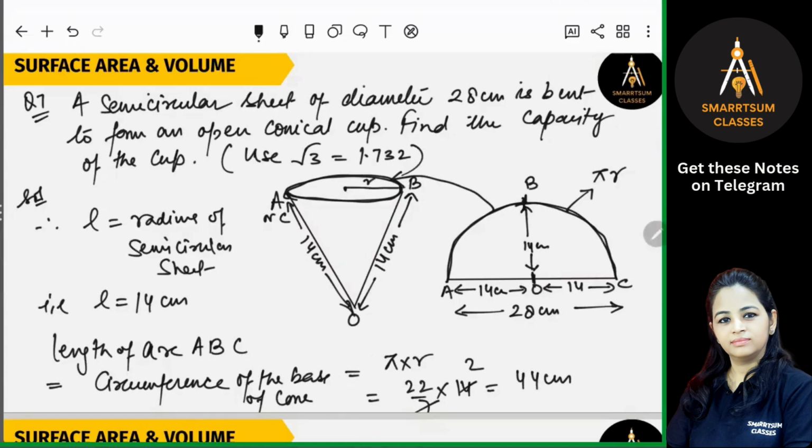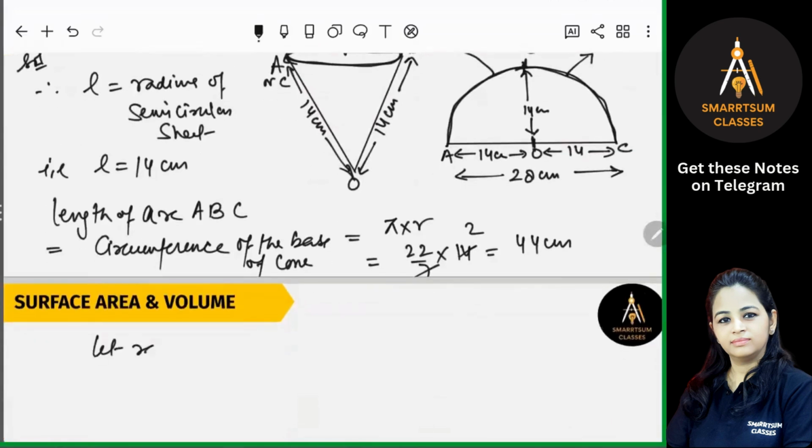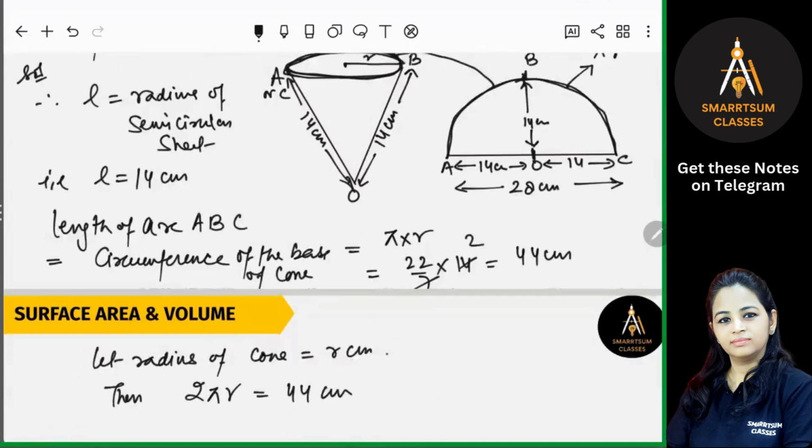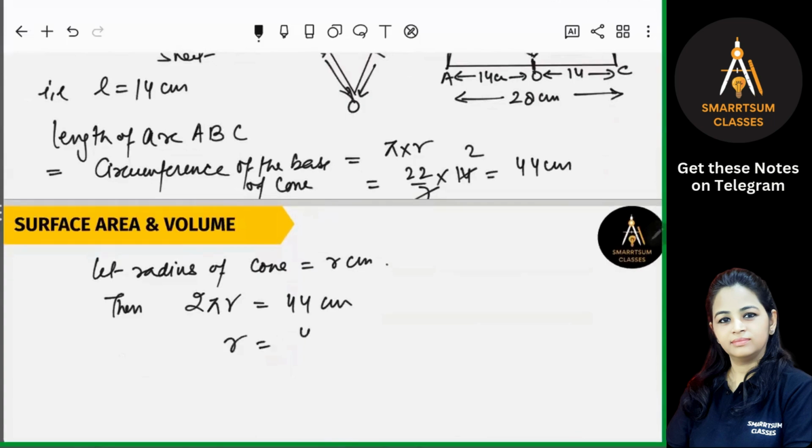This is r, right? So let the radius of the cone be r centimeter. Then the circumference of the base of the cone, which is a circle, is equal to 2 pi r, according to the formula, and this is equal to 44 centimeter. So equate it: 2 pi r is equal to 44. So r will be equal to 44 upon 2 pi.